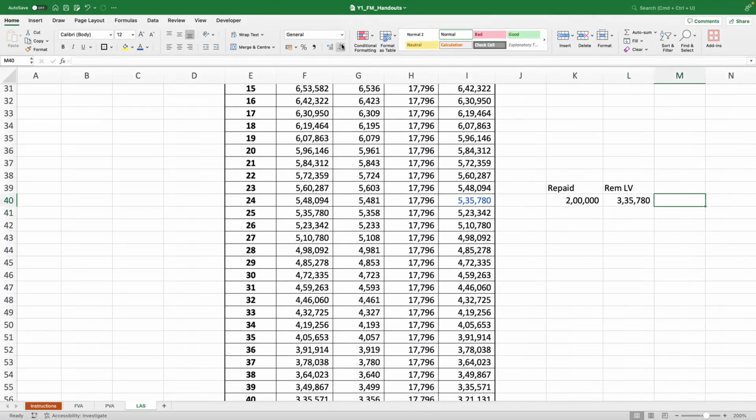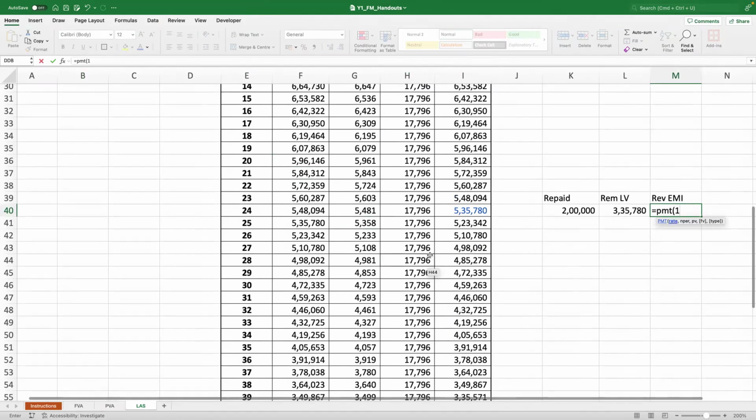So how will the bank do that? A revised EMI is equal to PMT. Rate remains same, which is what? 1%. Now, number of periods will come down to 36 now because 24 months have gone. So 36 months remain. So this becomes 36, comma. Present value of the loan is only 3,35,780 because he has already paid 2 lakhs extra. So only 3,35,780 remains. And future value of the loan, unless he wants to behave like Vijay Mallya, in which case he will not repay the loan.